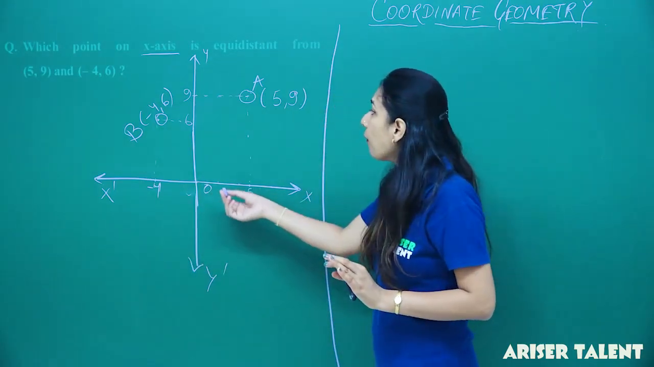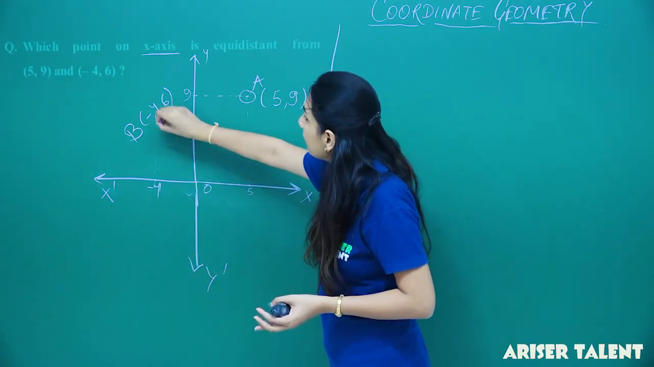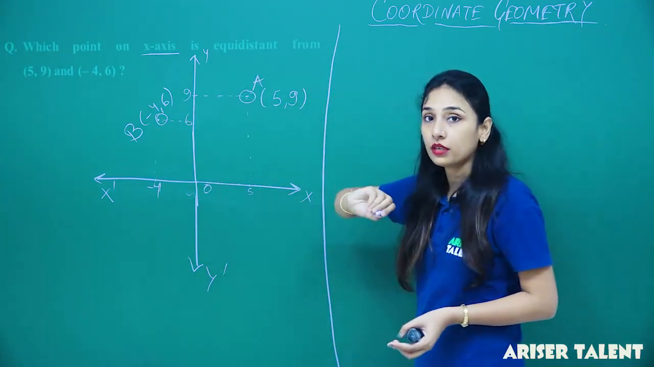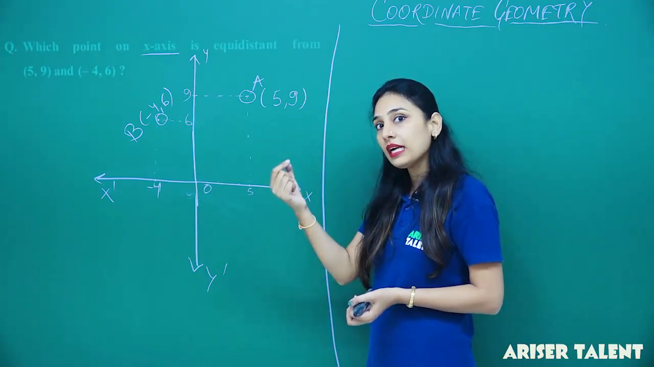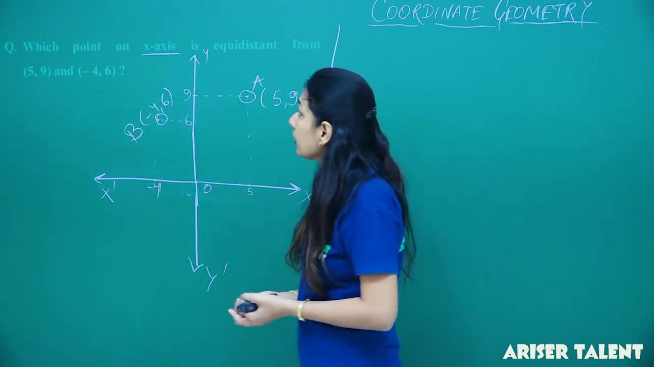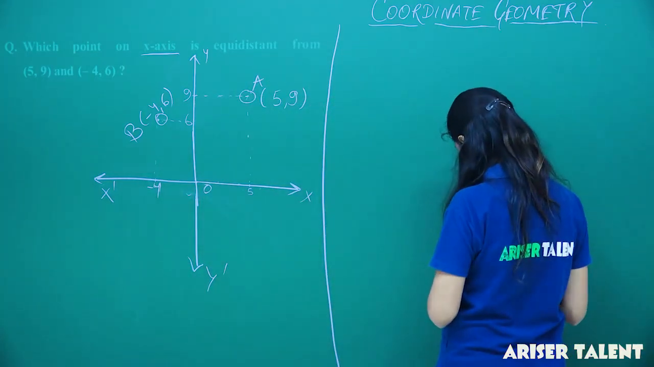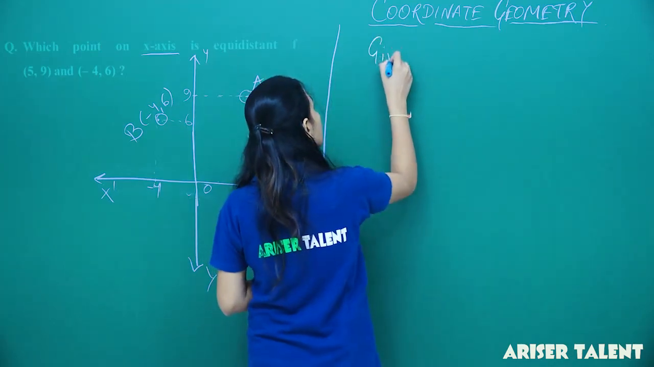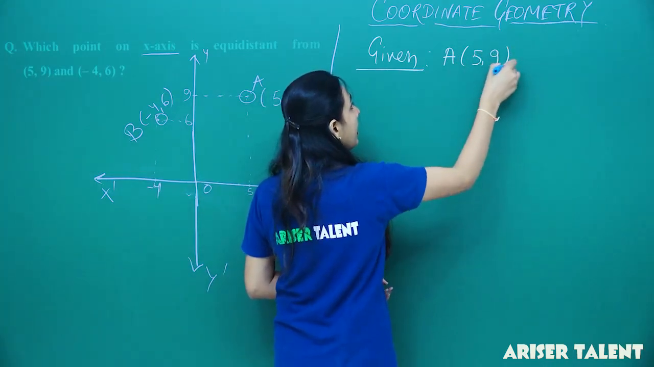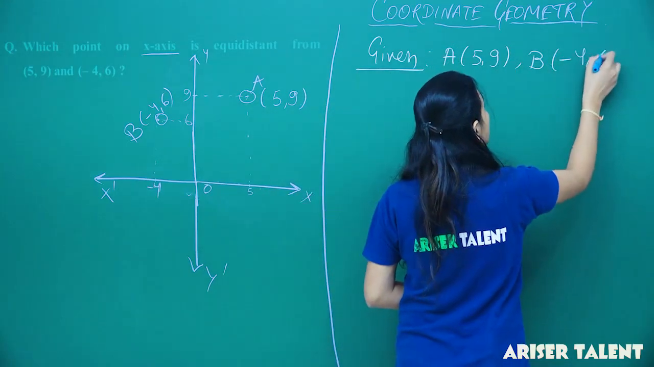So I have to find a point, something like here or here, such that the distance from that point to this point B is equal to the distance from that point to this point A. So if I have this particular point, let's suppose P here, then PB will be equal to PA. Okay, so I have to find out this particular point. Now what is given? Given point A, which is 5, 9, and point B, which is minus 4, 6.